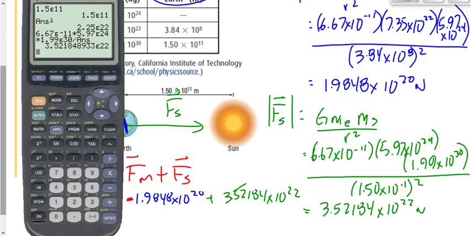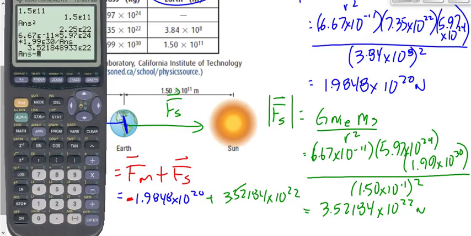Let's combine these now. .50 times 10 to the 22.